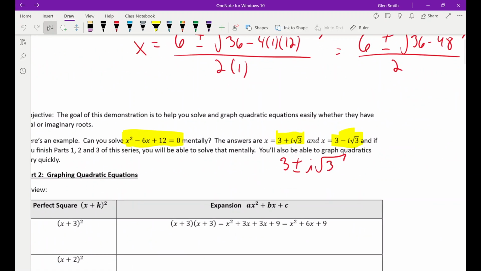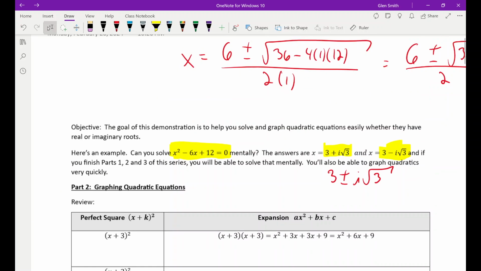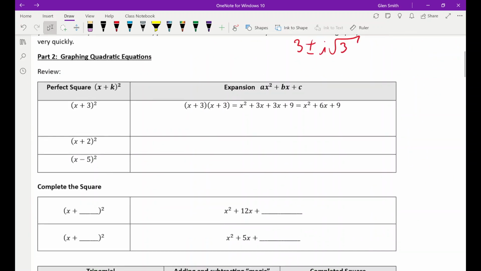I'm trying to get us to a spot where you can just look at this and be like, oh yeah, it's going to be 3 plus or minus i root 3, without having to do any kind of crazy mathematical manipulation here. So to that end, let's just review what we did last time.